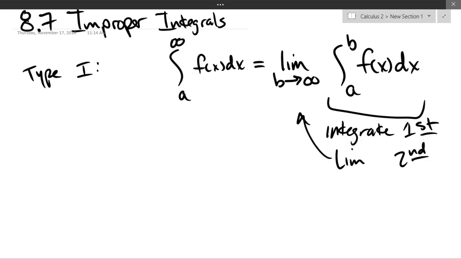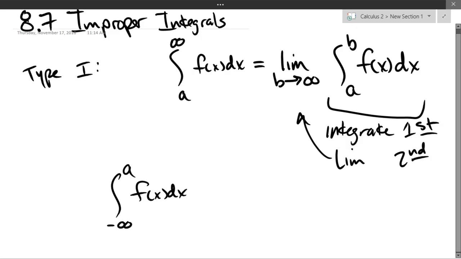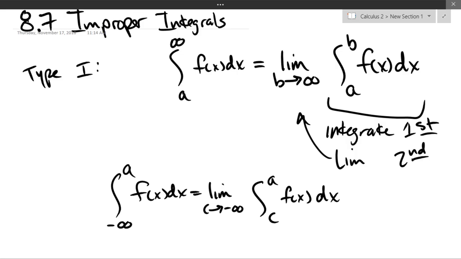There's a second integral of type 1, and it goes from negative infinity and we'll stop at a, of f(x) dx. So how should we handle this? We're not going to be very creative. We're going to do it pretty much the exact same way. We'll use the variable c. We take the limit as c approaches negative infinity of the integral from c to a of f(x) dx. And again, you do the exact same thing as before: integral first and then limit at the end. And that's all you have to do for type 1.